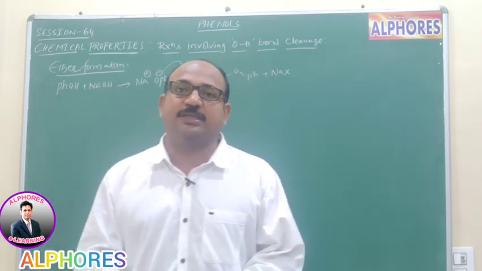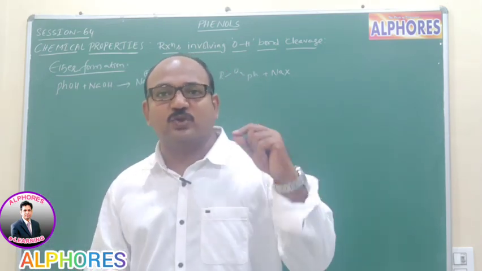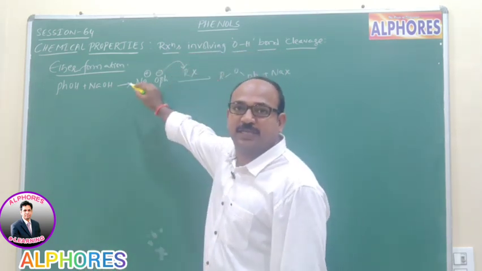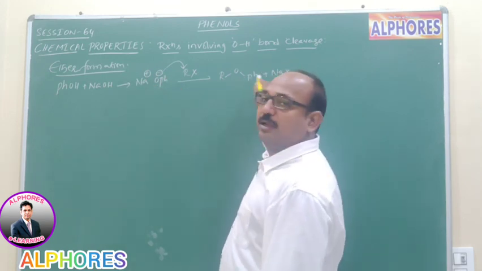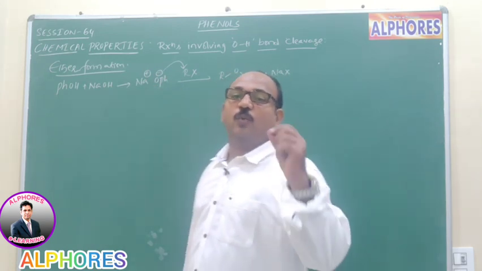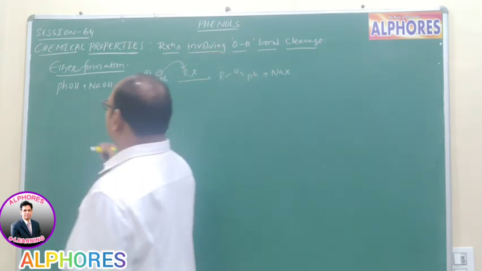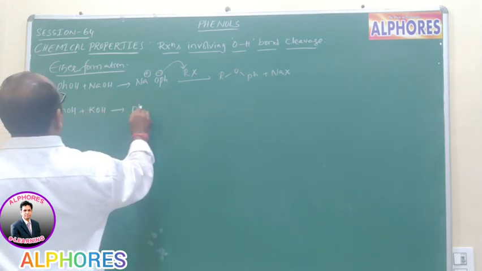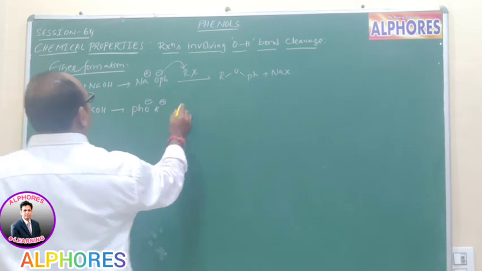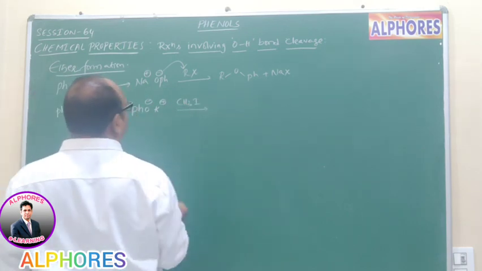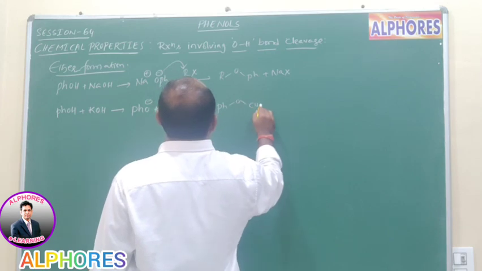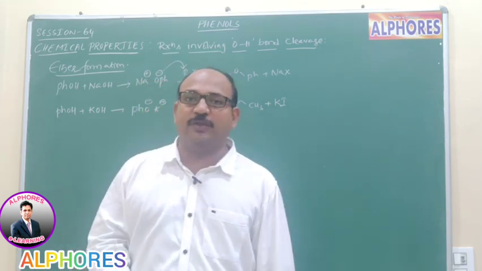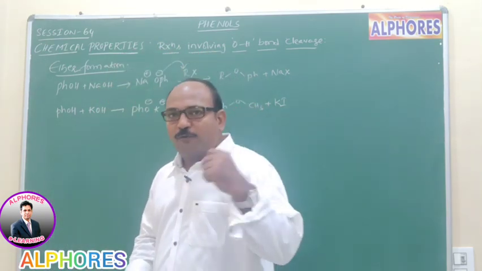Let us recall Williamson synthesis. Alkyl halide upon reaction with sodium alkoxide gives ether. Here, this is alkyl halide upon reaction with sodium phenoxide, and we get the ether ROPh. That means we are getting phenyl ethers. Now, phenol upon reaction with potassium hydroxide gives potassium phenoxide. This upon reaction with methyl iodide gives methoxybenzene, also called anisole.